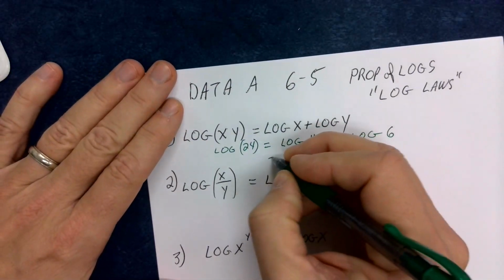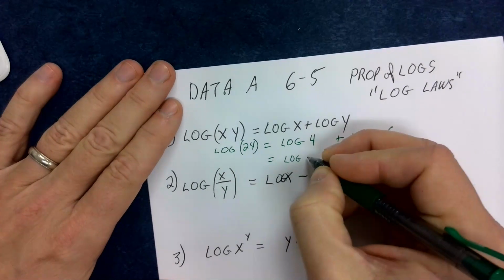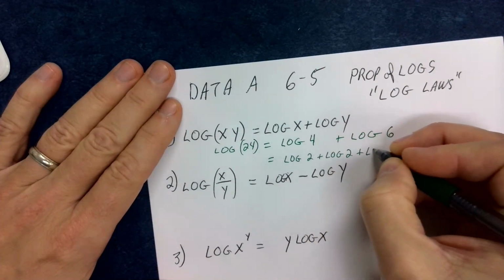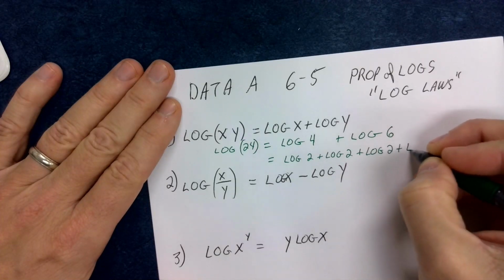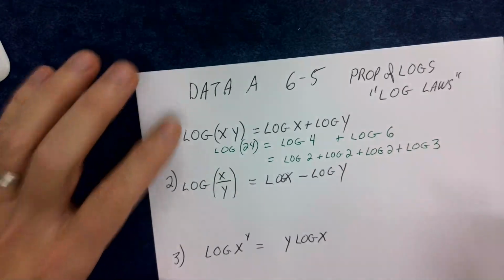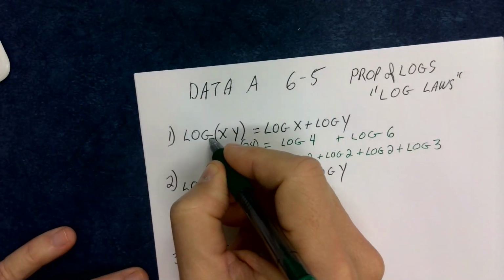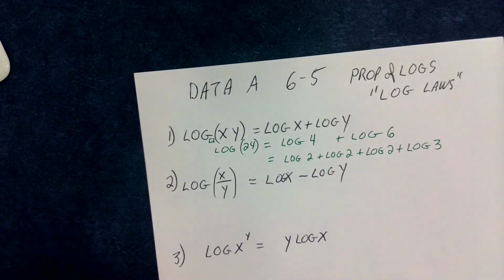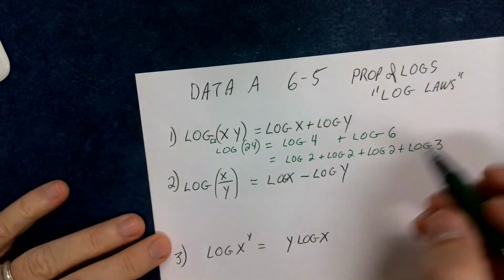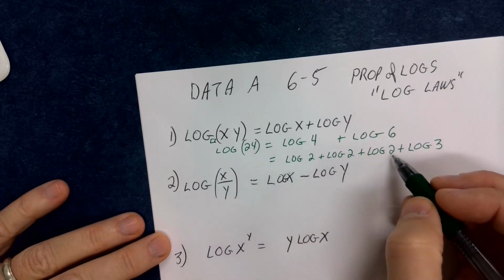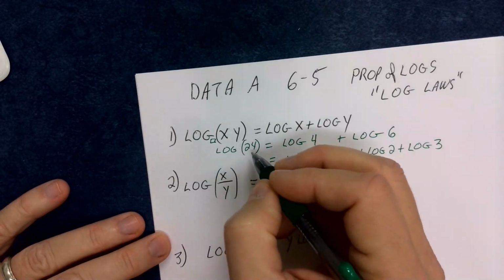I could also do it like this. I could say that it's the log of 2 plus the log of 2 plus the log of 2 plus the log of 3, assuming that whatever base this is right here is the same on all of these ones as we go along. So log 2 plus log 2 plus log 2 plus log 3, because 2 times 2 is 4, times 2 is 8, times 3 is 24.